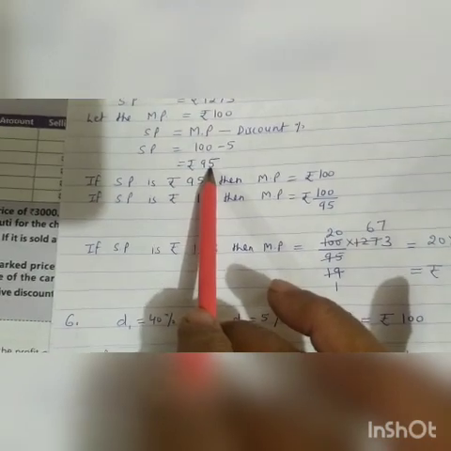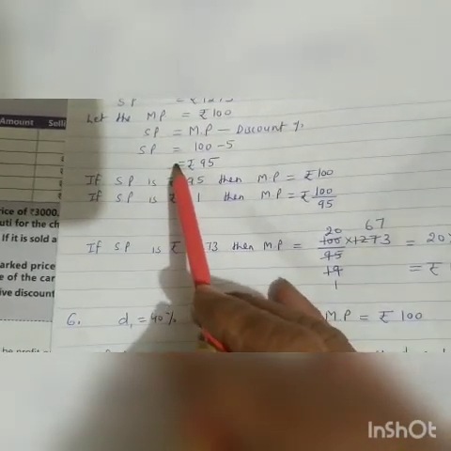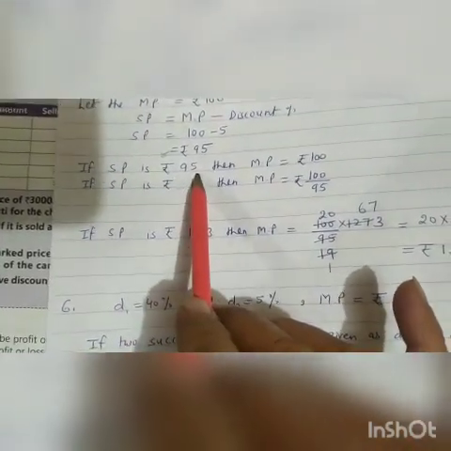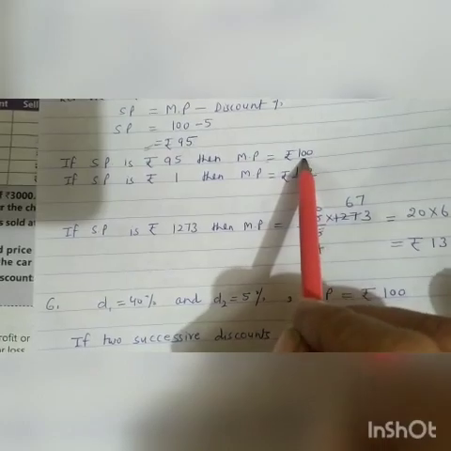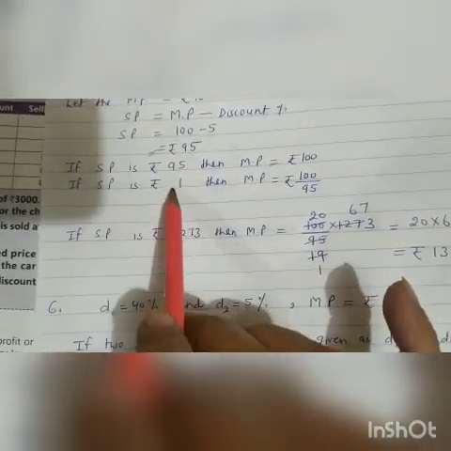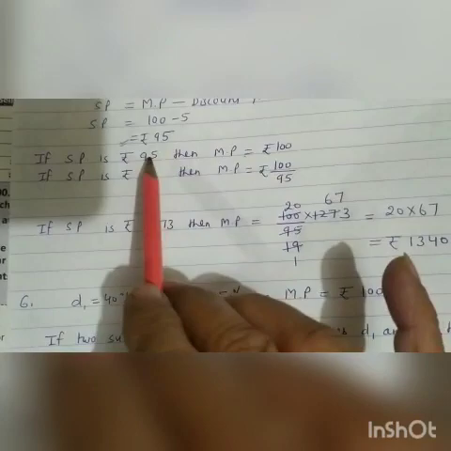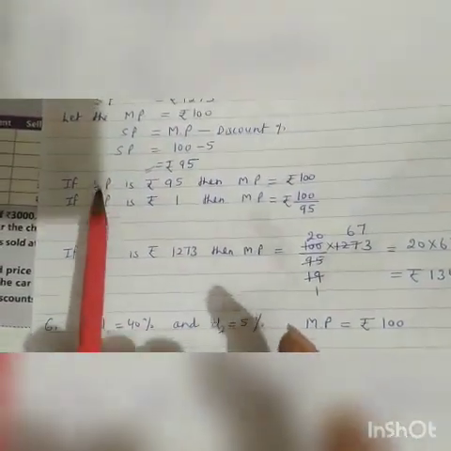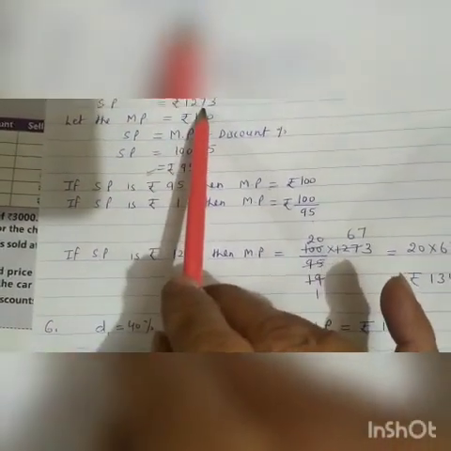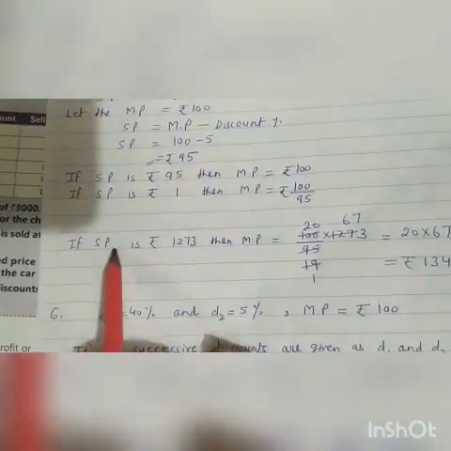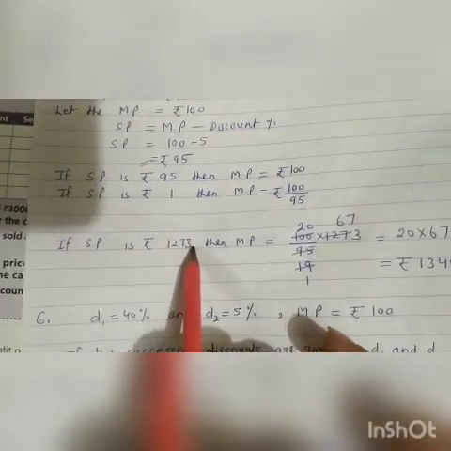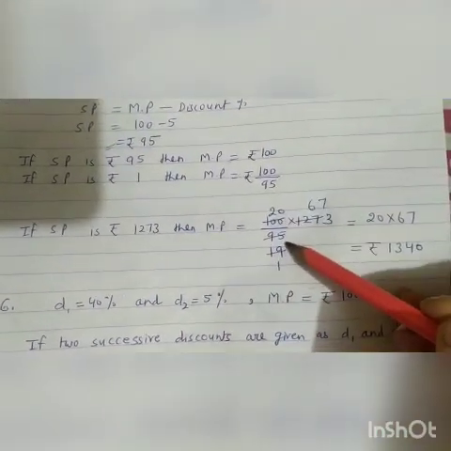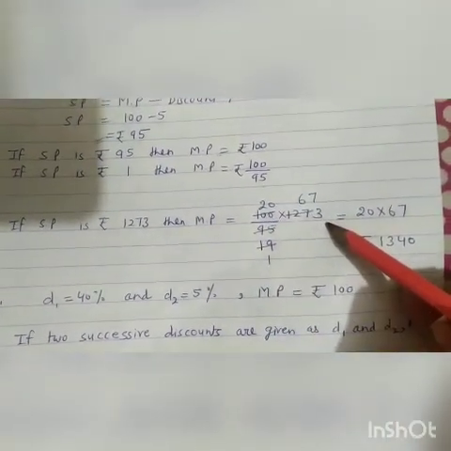It is 95 rupees. Now we will take first this selling price and this marked price. If selling price is rupees 95, then marked price is 100 rupees. If selling price is 1 rupee, then marked price is equal to 100 upon 95. And what is the selling price given in the question? It is 1273. So if selling price is rupees 1273, then marked price will be 100 upon 95 into 1273.